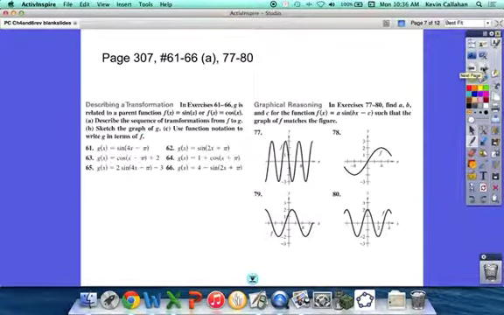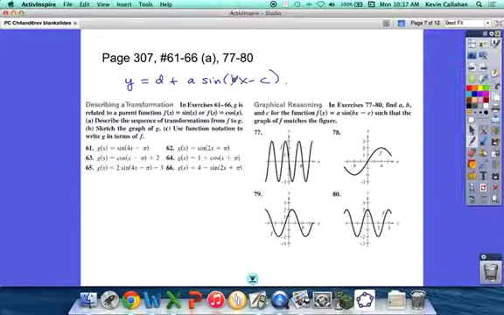Okay, so we need to know this: y equals d plus a sine or cosine of bx minus c. What's the effect of those 4 letters on this? We just went through that on the quiz, right? That's vertical shift, amplitude, period, 2 pi over b, horizontal shift, c over b. So we know how all those work.